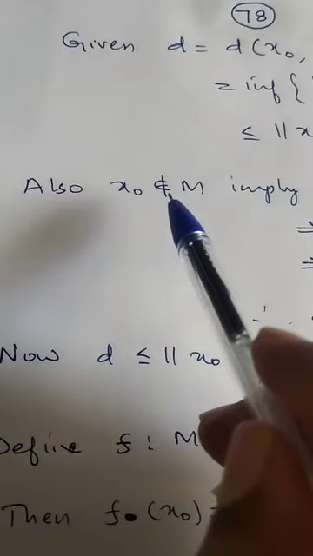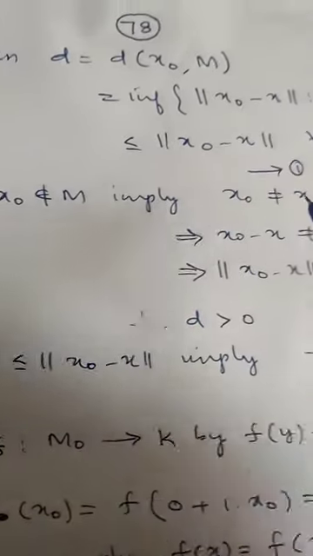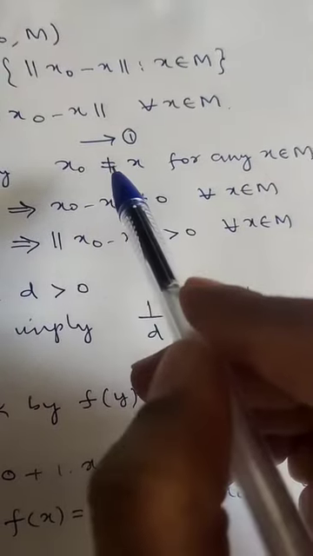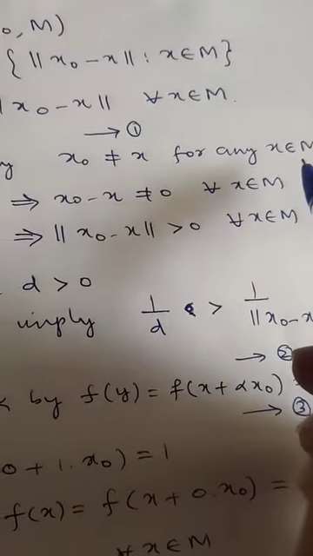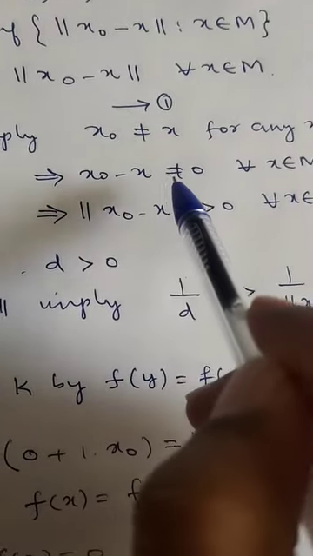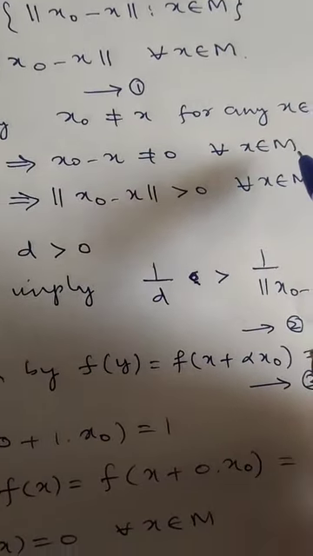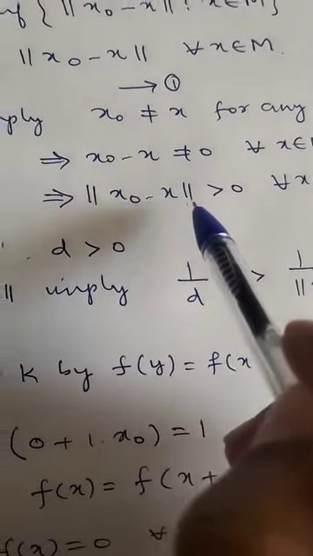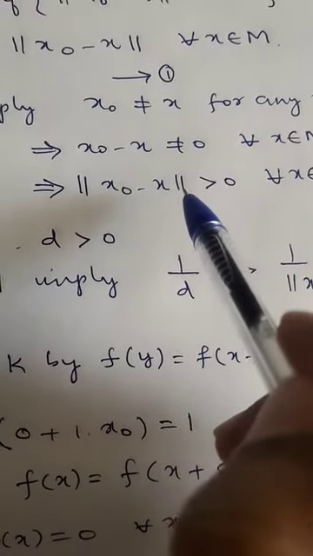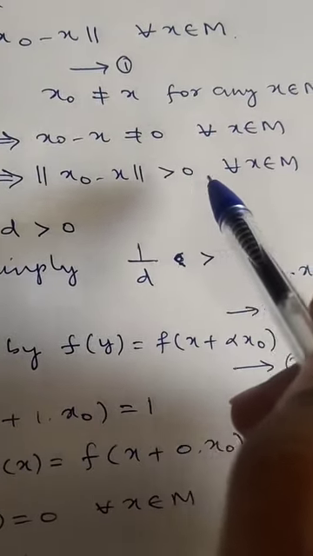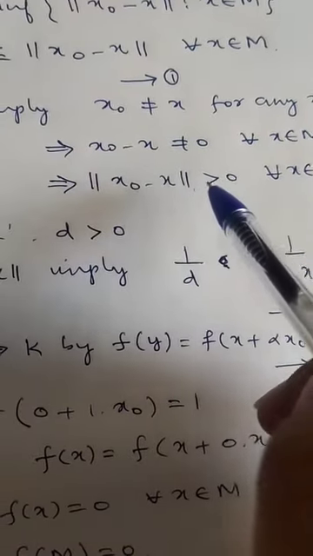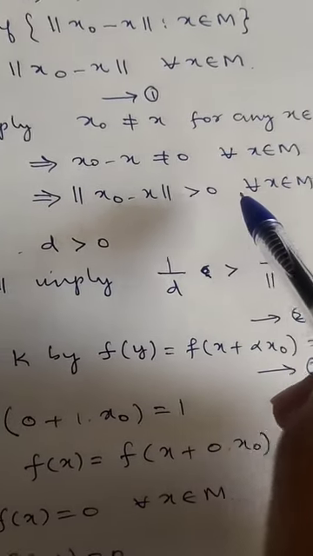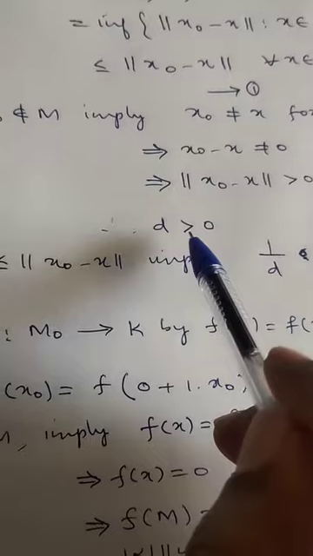Also, x naught is not an element of M, which implies x naught is not equal to x for any x belongs to M. x naught will not coincide with x for any x belongs to M. This implies x naught minus x is not equal to 0 for every x belongs to M. This implies norm of x naught minus x is greater than 0, since the norm of a non-zero element is always positive, for every x belongs to M. Therefore, the infimum of positive numbers is also positive, so d is positive.